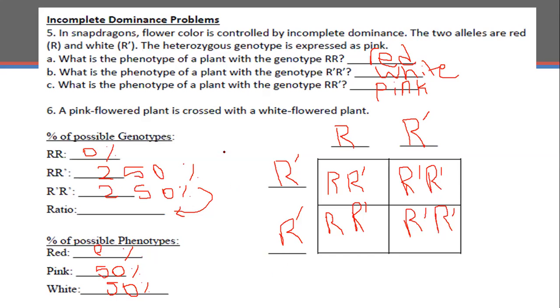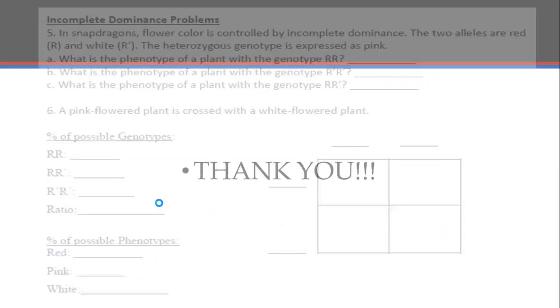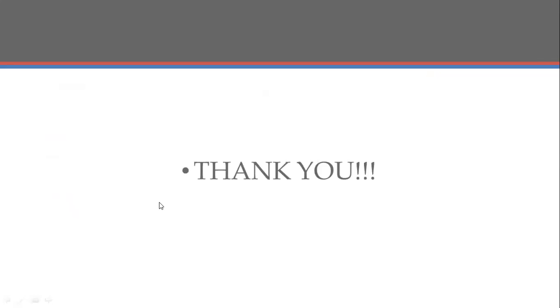That's it. We are following the same rules as for complete dominance when using the Punnett square. The only difference is that nothing is dominant over the other, so it will be either codominant spotted or incomplete dominant blending. Okay, and that's it. Thank you.